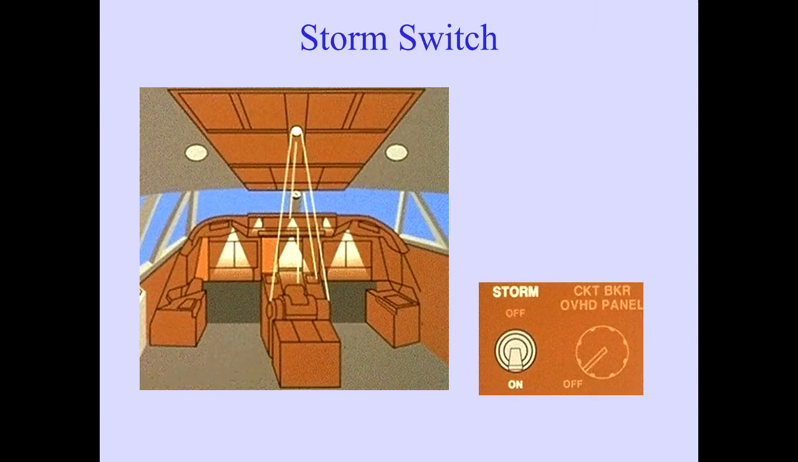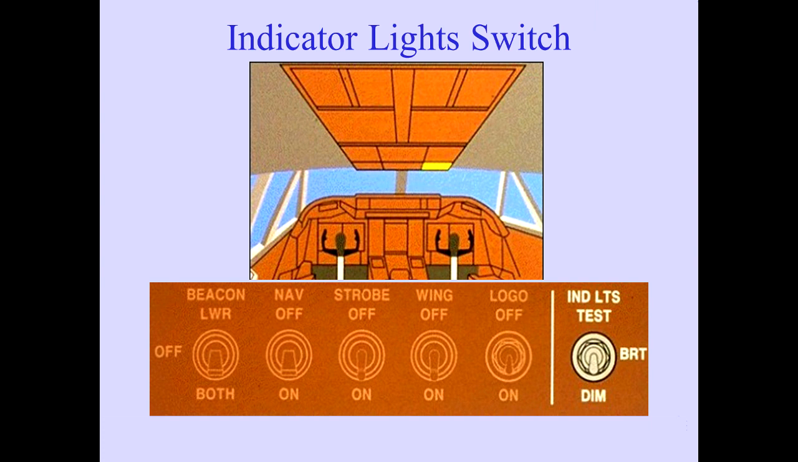The storm switch is a light override switch. When on, dome lights illuminate at maximum intensity, and flight decks illuminate to full intensity, overriding normal lighting controls. The indicator light switch is located on the overhead panel. It controls the intensity of flight deck indicator lights and provides a test function.